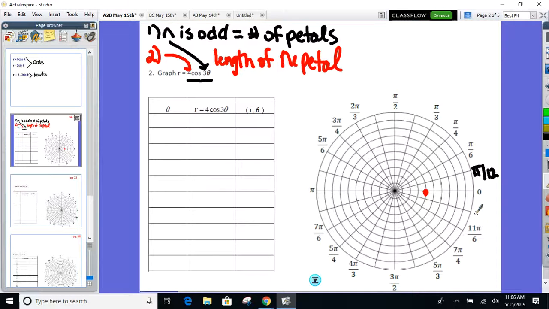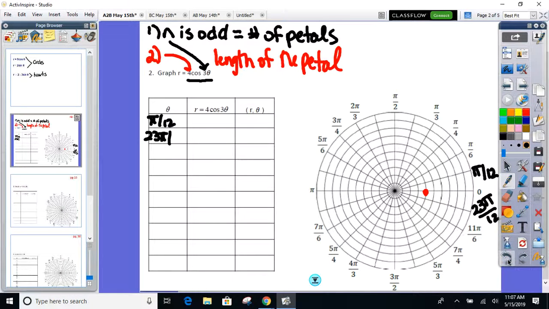And anybody remember the one below it? There's 24 total, so 23 pi over 12. And this is why I have a blank grid for you. You can plug in your own numbers now. So let's do pi over 12 and 23 pi over 12, just so you can get an idea of how wide these petals are, because I want it to be pretty precise.